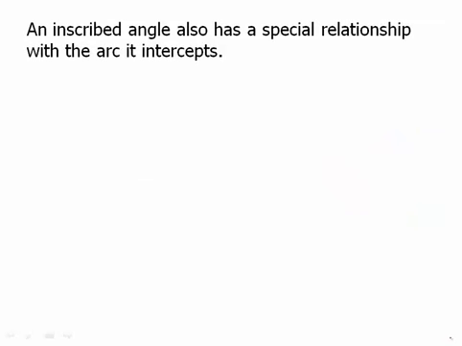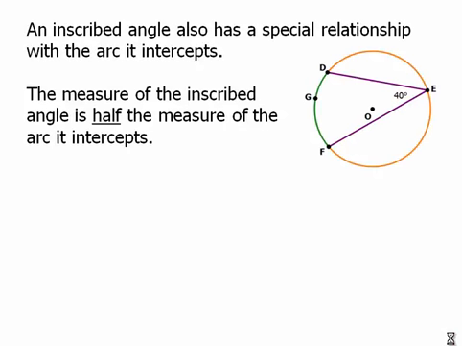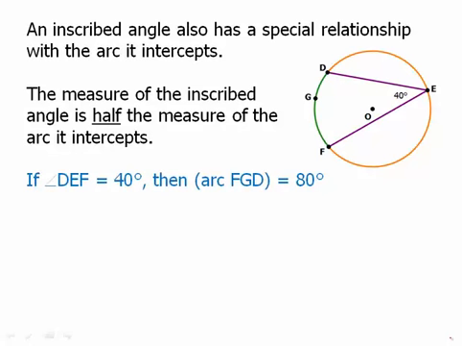An inscribed angle also has a special relationship with the arc it intercepts, a different relationship. The measure of the inscribed angle is half the measure of the arc it intercepts. So for example, here we have an inscribed angle of 40 degrees. That has to be half the arc, so the arc has to be 80 degrees.